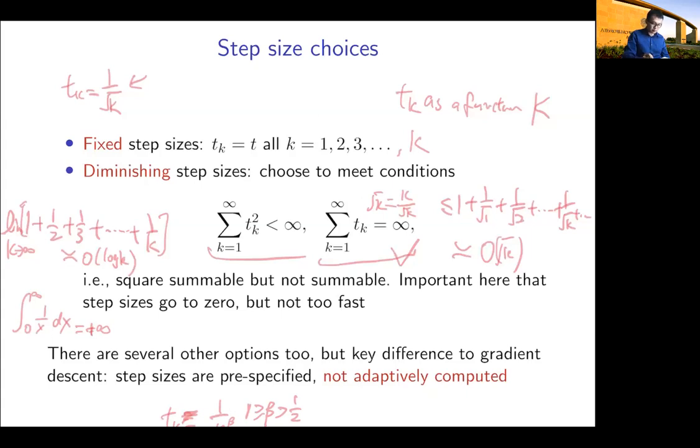Okay, so compared to gradient descent, the key difference is that we don't actually have access to an easy way to adaptively choose these step sizes, like backtracking line search. Instead, you have to plan ahead of time to design a sequence of step sizes and choose this carefully, so that you guarantee the convergence of the algorithm.